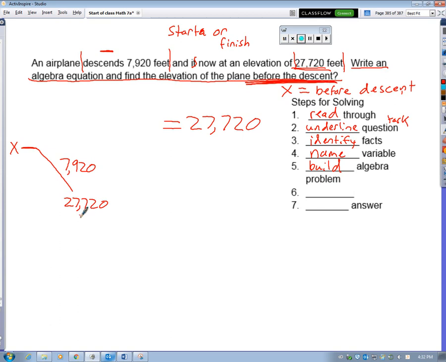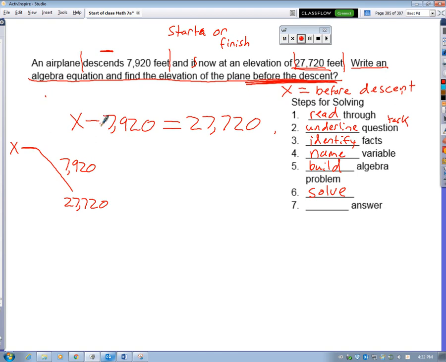That is how we are going to set it up. We are going to say the distance the plane started minus the distance it actually went down gets us this number right over here. We just set up our algebra problem. Now, step number 6, we are going to solve this thing just like we did in the other lessons of chapter 6. Now we just need to solve.